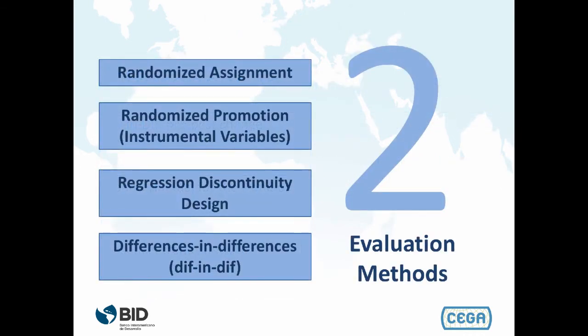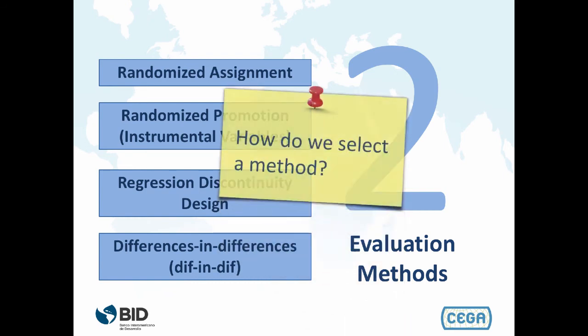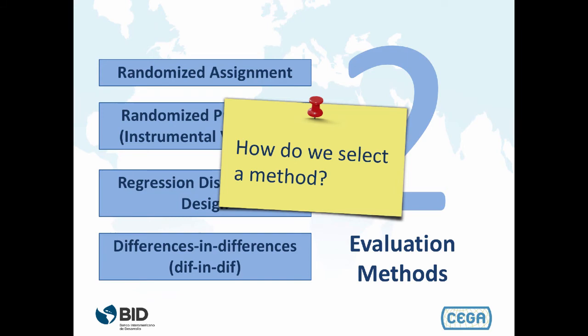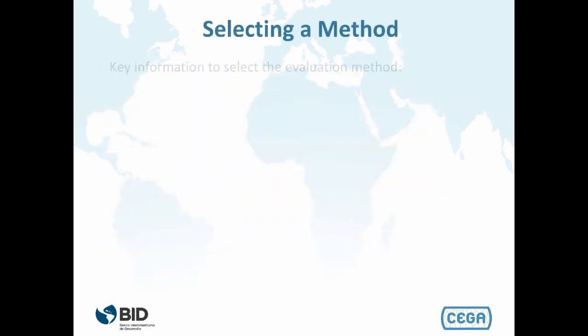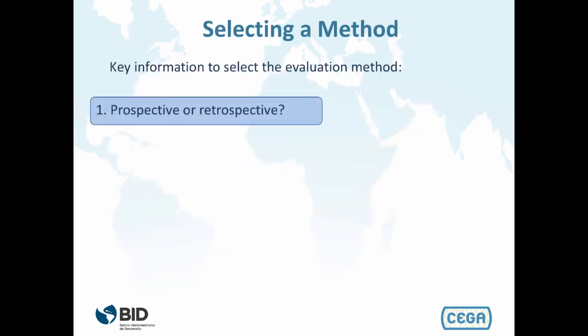So far, we've reviewed a set of alternative methods for impact evaluation. We've looked at experimental methods, randomized assignment and randomized promotion, and we've looked at quasi-experimental methods, regression discontinuity, and difference in differences. How do we choose among them? Which method should we use? Well, there are a number of key questions which help us answer that.